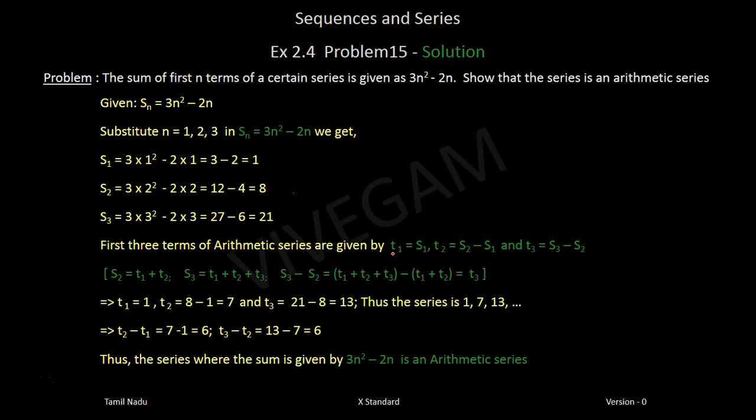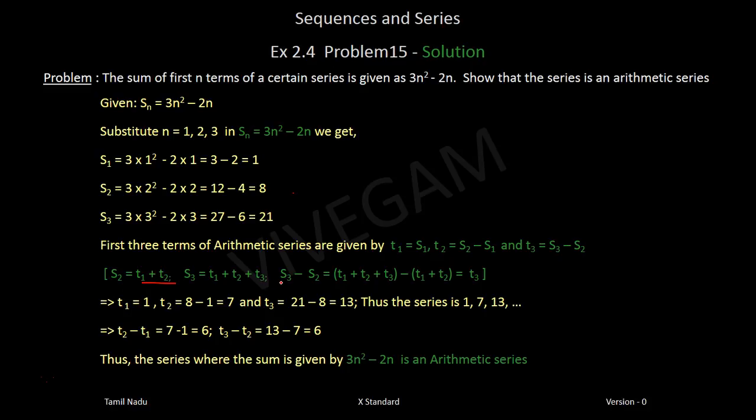Right? As I told you at first, t1 is nothing but s1. The sum up to one term is nothing but t1, as there is only one term. s2 is what? s2 is t1 plus t2, the sum of the first two terms. And what is s1? The first term alone. So the difference between these two will be t2. Similarly, t3 will be s3 minus s2, which I am showing here. What is s2? s2 is t1 plus t2. What is s3? The first three terms, that is t1, t2, t3. Now what is s3 minus s2? That is t1 plus t2 plus t3 minus s2, which is t1 plus t2.